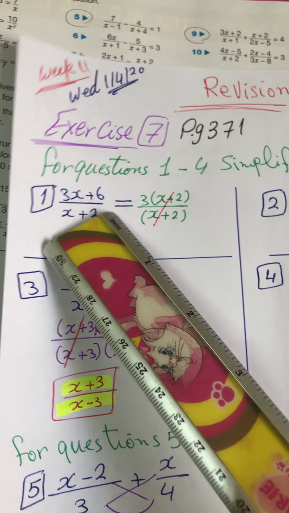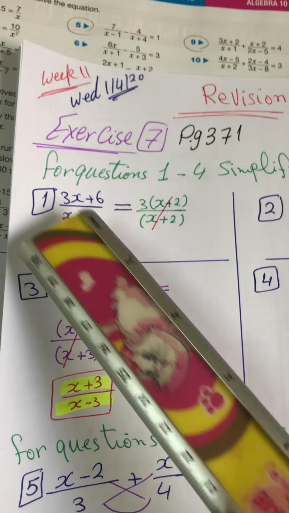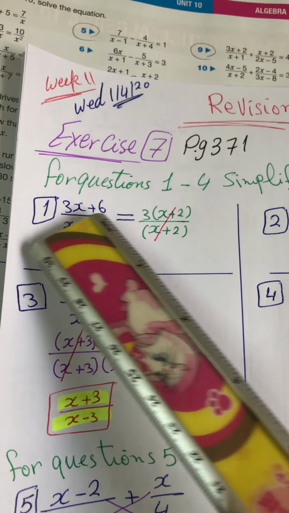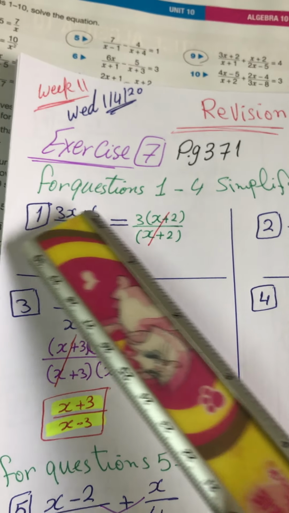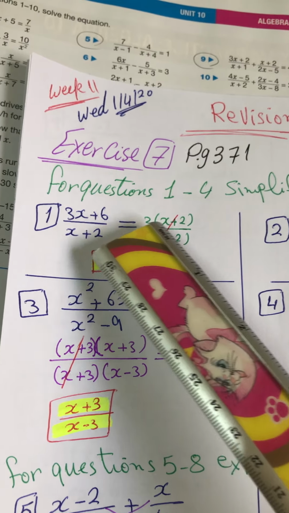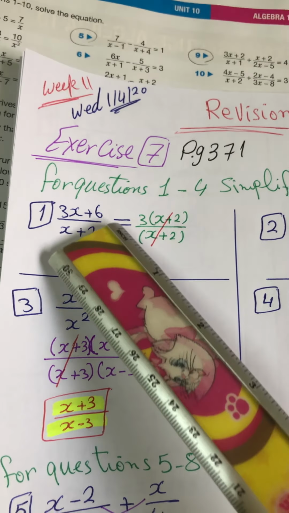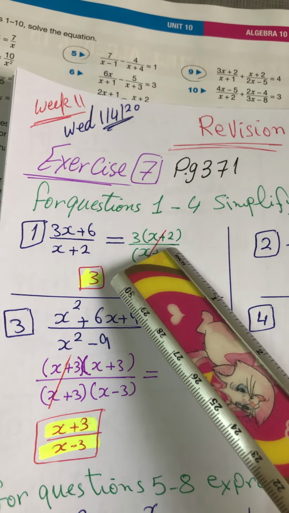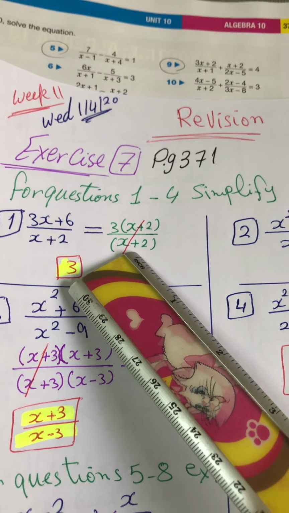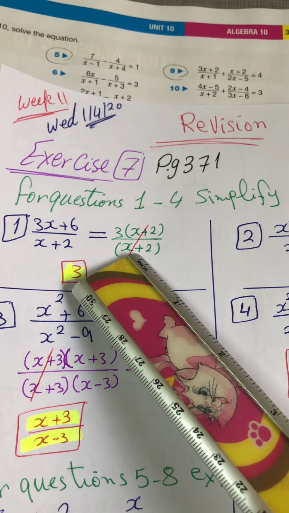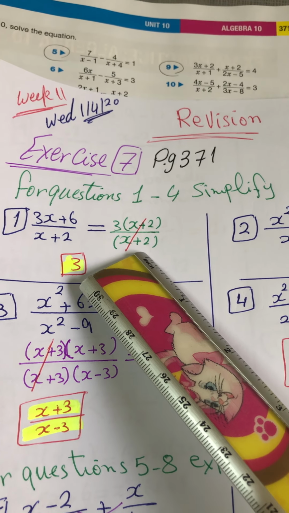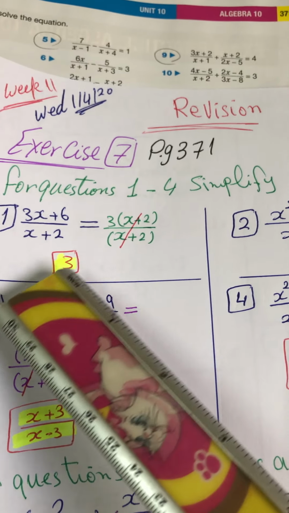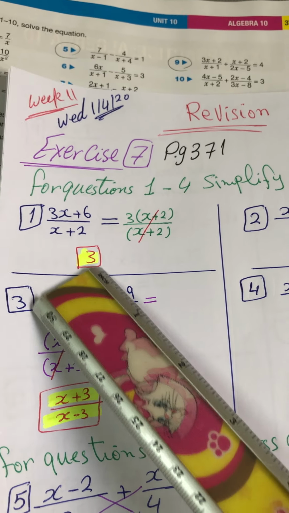So 3x plus 6 over x plus 2. I'll factorize the 3x plus 6. Take a common factor 3 between the two terms: 3x divided by 3 equals x, open brackets, and positive 6 divided by 3 equals 2. Now I have 3 times brackets x plus 2 up and x plus 2 down. Cancel the two brackets with each other. That's to say, it gives me 1. So 3 times 1 equals 3. I think it's very easy.